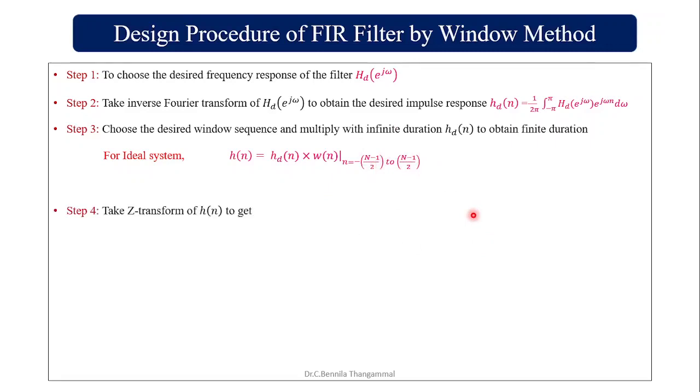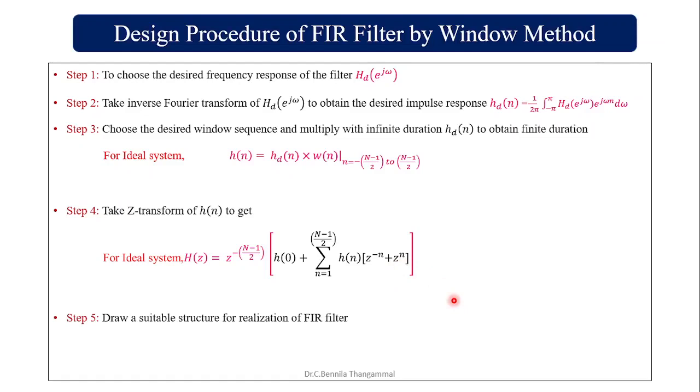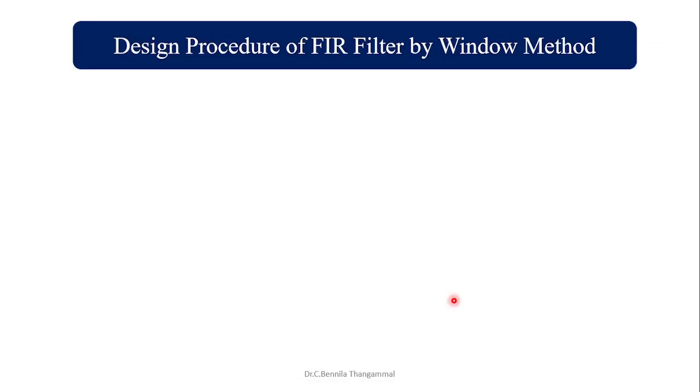Then step 4 is to take the Z transform. For a causal system, H of Z is equal to Z power minus (n minus 1) by 2 times H of 0 plus summation n equals 1 to (n minus 1) by 2 of H of n, Z power minus n plus Z power plus n. And step 5 is to draw the suitable structure for realization of the FIR filter.